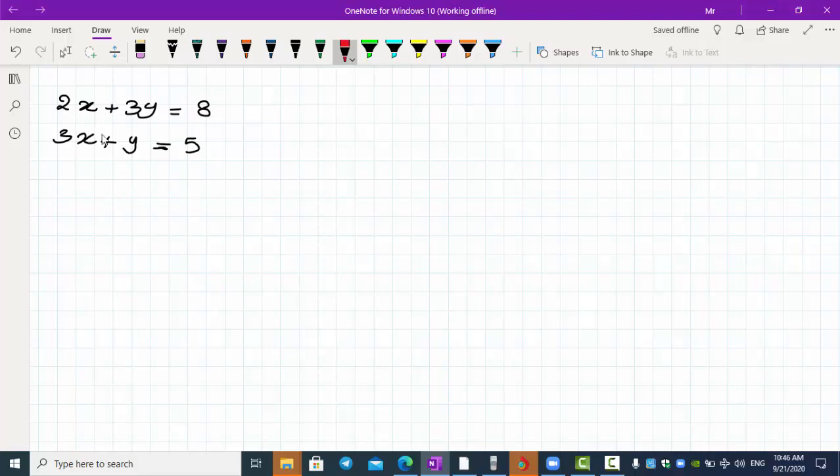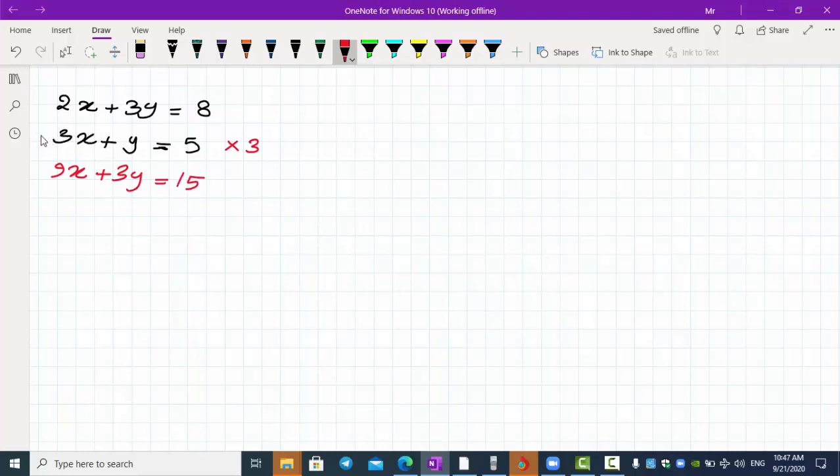Now in this couple of simultaneous equations, here we have 2x, here we have 3x. It's not easy to equalize them. Here we have 3y, here we have just y. So we are going to multiply this equation by 3, everything by 3. Now 3 times 3x will be 9x plus 3 times y is 3y equals 15.